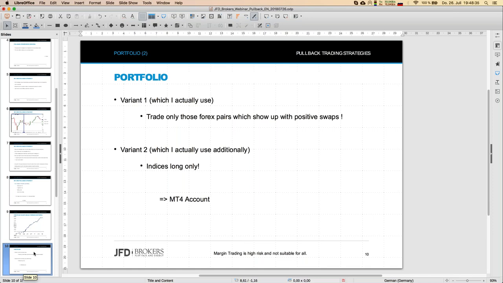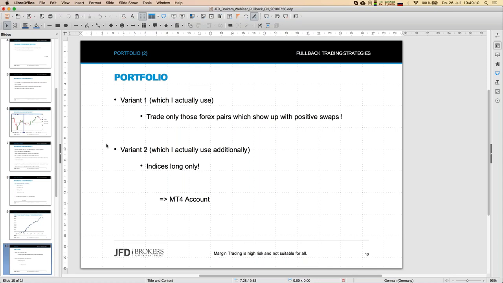And the other variant we can use is that, for example, if you go for indices, why not limit our trading activities to long trades only? Since we know, as for the stock trading, overall, it goes north, why enter short trades? We can still have lots of underlyings, and why not go long only? Because we know that we have a fundamental bias for indices going north.